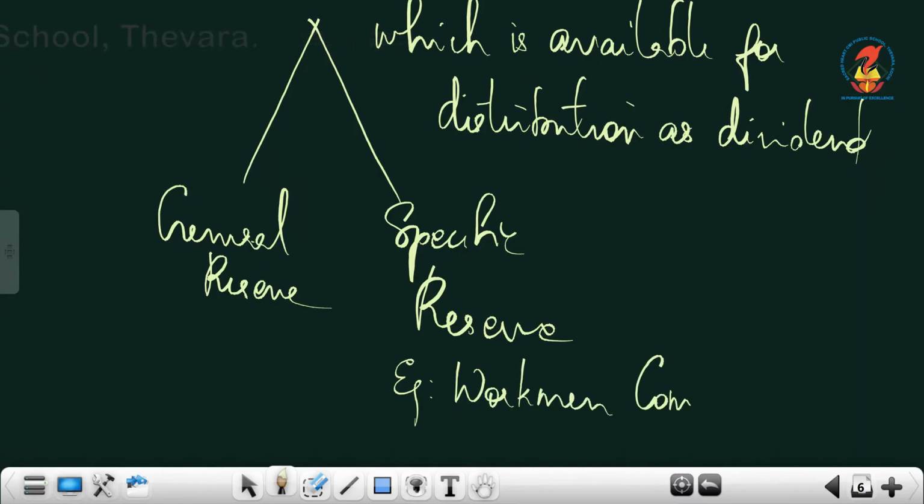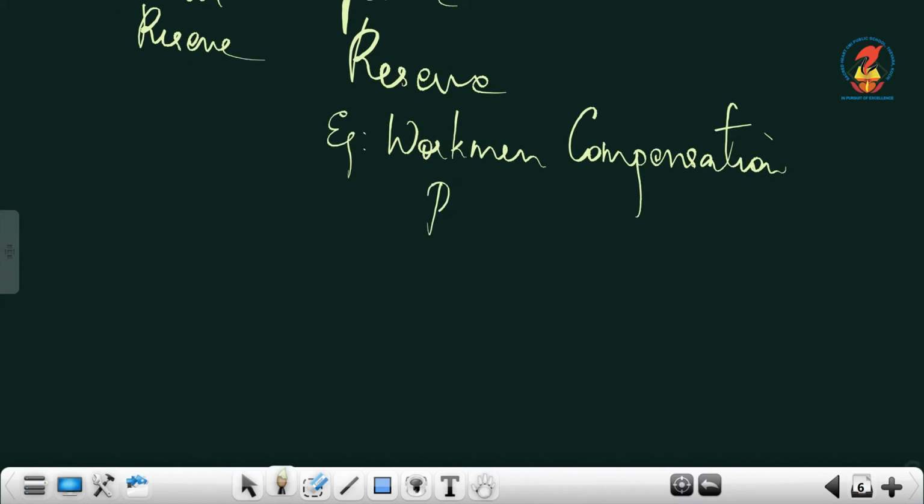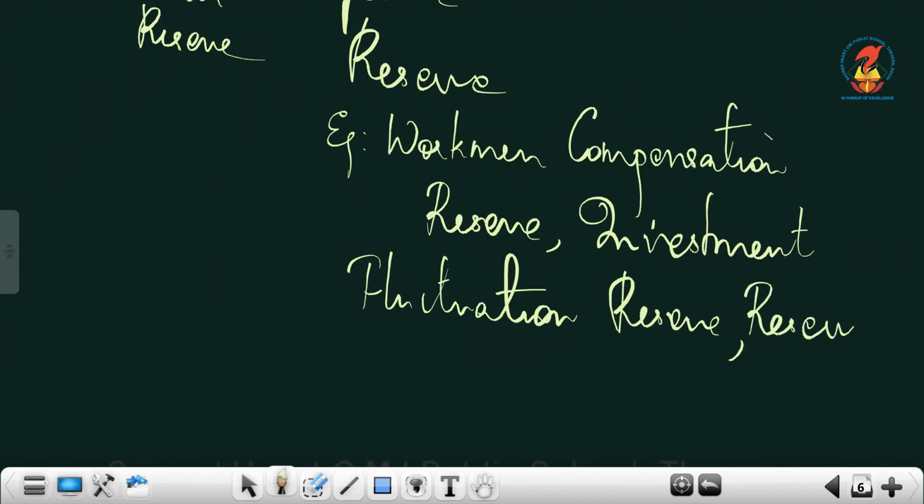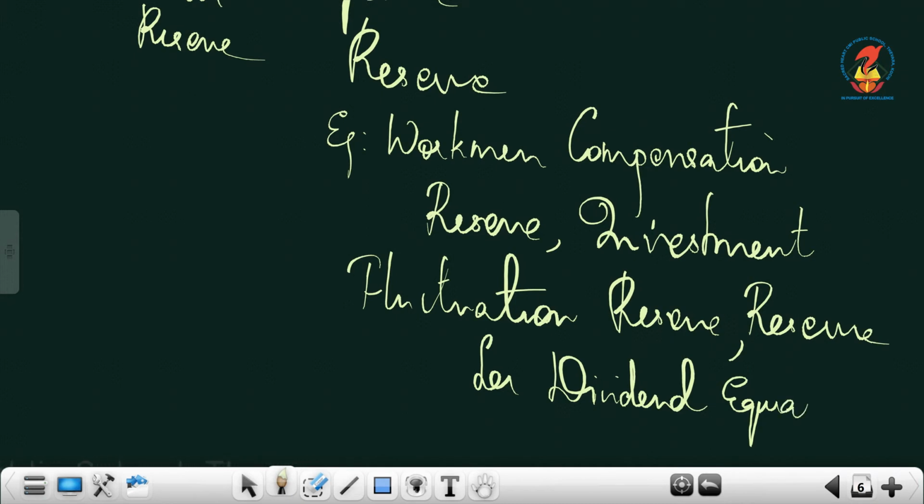All these we will be discussing in detail in 12th standard. We have to learn journal entries and all for this. So next standard we will discuss in detail. Now you just learn this term: workman compensation reserve. Then we have investment fluctuation reserve, then reserve for expansion, reserve for dividend equalization. When they specify the purpose, that will become a specific reserve.